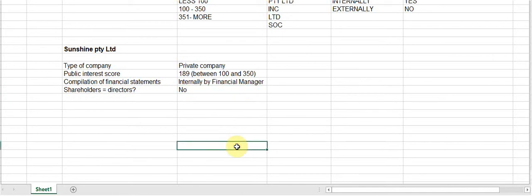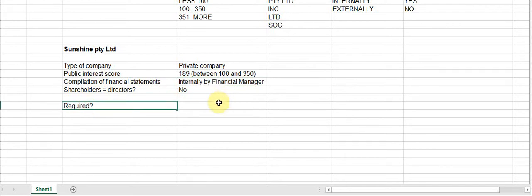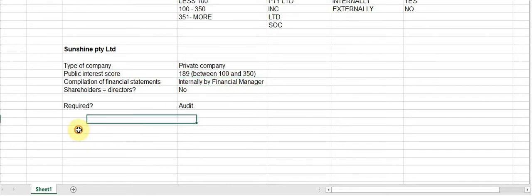What do we decide then? The two deciding factors will, of course, then be the public interest score and the internally compiled financial statements. Because the public interest score is between 100 and 350 and it's internally compiled, this will be an audit. So what is required here? An audit. Why? Mostly because it is internally compiled. Had it been externally compiled, this would constitute an independent review.